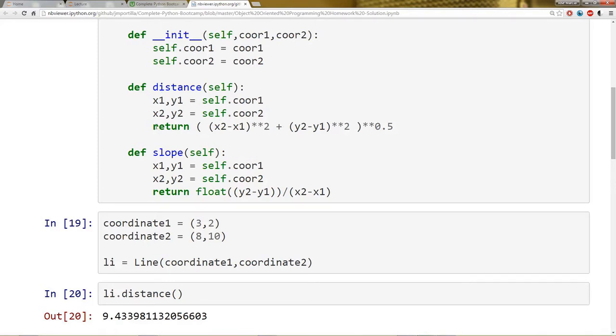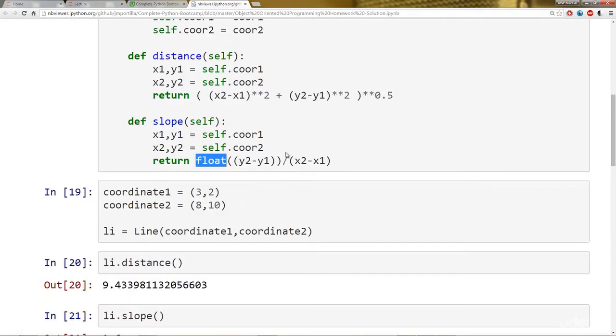And then here I just returned the distance formula now that I have the x and y coordinates. So x2 minus x1 squared, y2 minus y1 squared, and then the square root of that whole thing. And then the slope is just rise over run, and I casted it into a float to make sure there were no issues there. Okay.